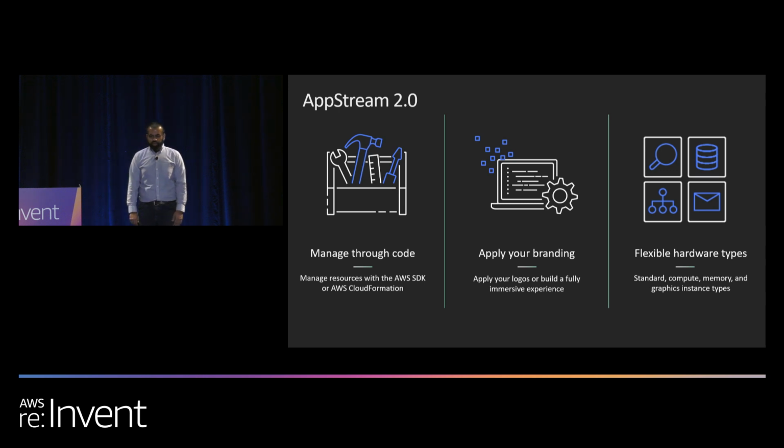AppStream is managed through code. So again, very similar to other AWS services, you can use our rich SDK and command line interface in order to manage your environment, as well as use CloudFormation. So you can very quickly programmatically stamp out environments that you need in different regions, or you can create your own automation using our SDKs.